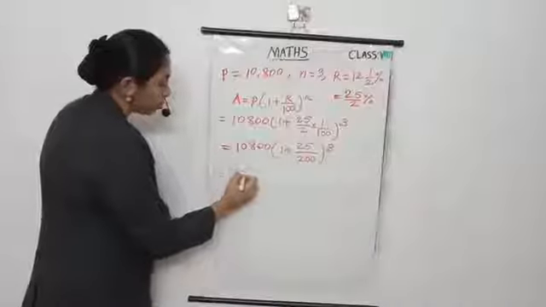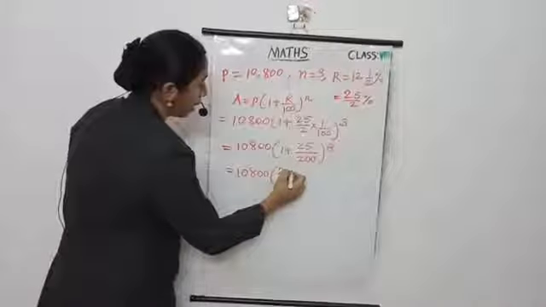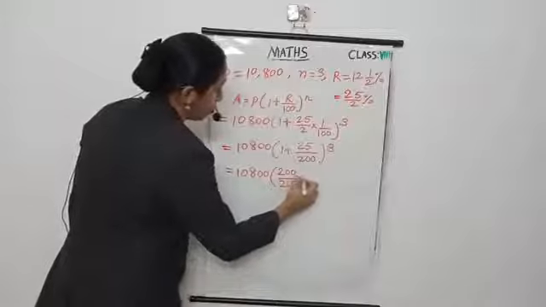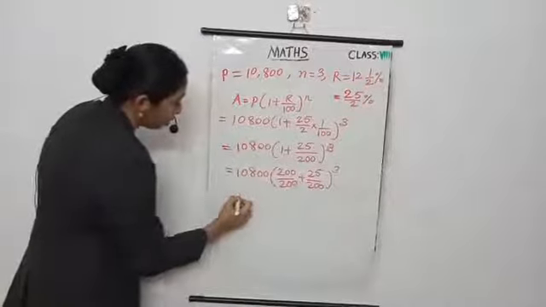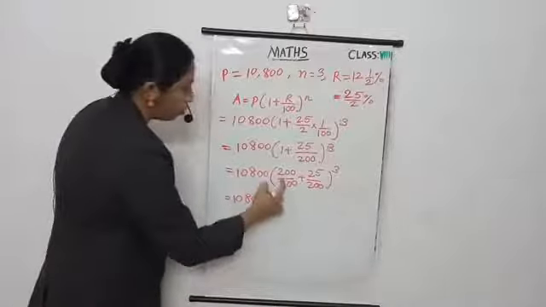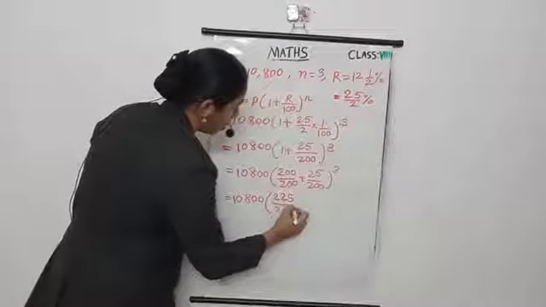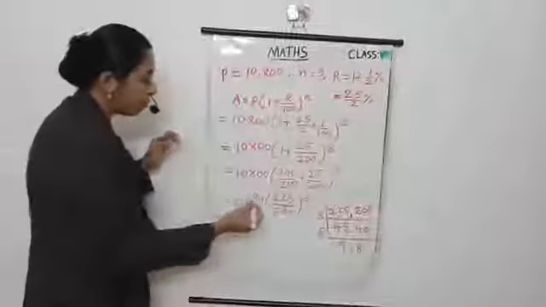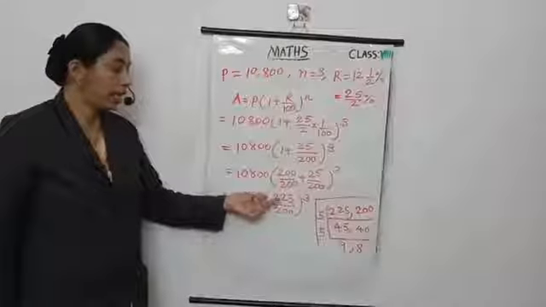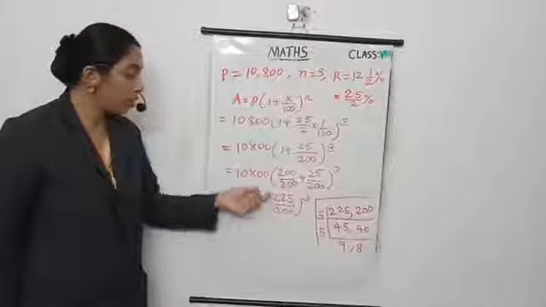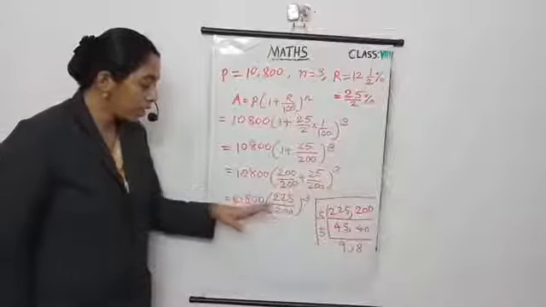Now this is equal to 10,800 into 1 becomes 200 by 200, for making the same denominator, all raised to 3. Now this is equal to 10,800 into 200 plus 25 is 225 by 200 all raised to 3. Now simplify this fraction, otherwise this calculation is very complicated. That is 200 into 225 into 225 into 225 into 10,800, then we get a big number.